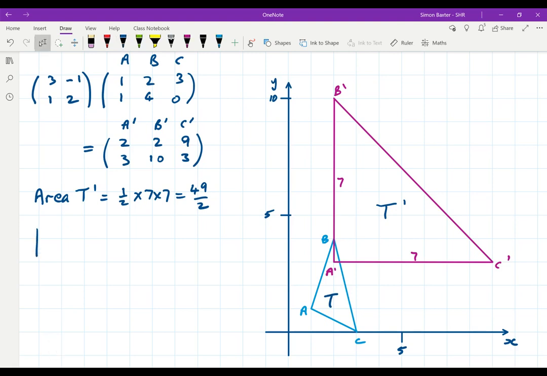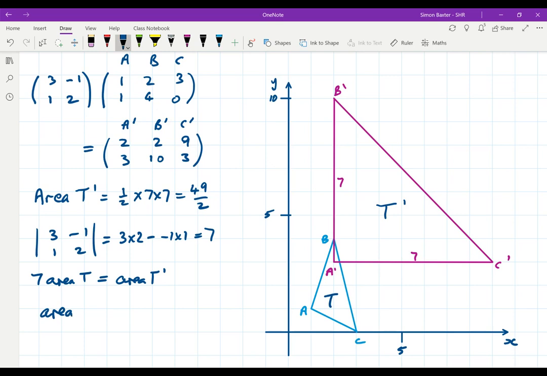The determinant of the matrix is 3 times 2 minus 1 times 1, which is 7. And so 7 times the area of T is equal to the area of T dashed, and therefore the area of T is 1 over 7 times 49 over 2, which is 7 over 2.